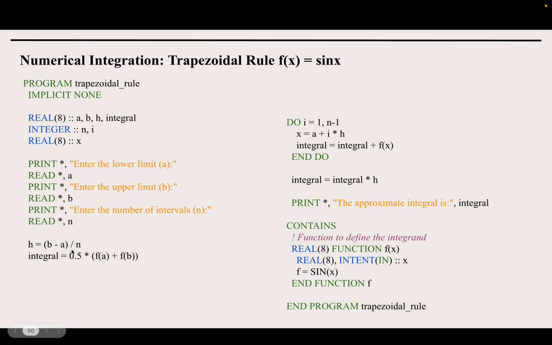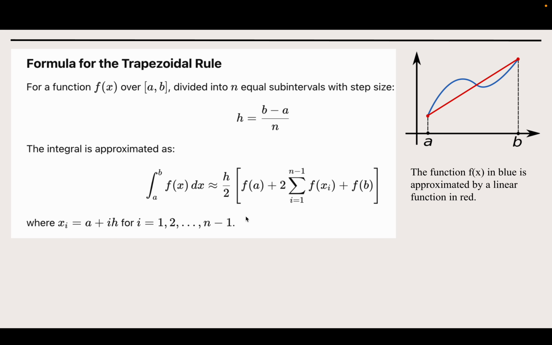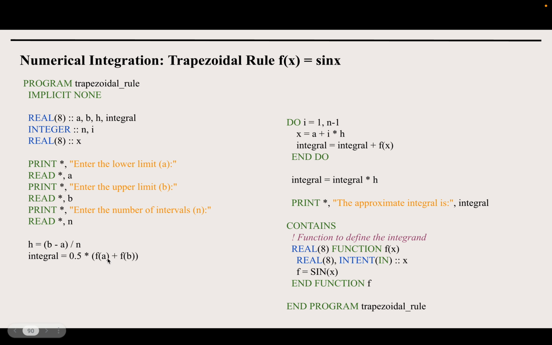Then we have calculated h as per the given formula, that is (b minus a) by n, and the integral is 0.5 into f of a plus f of b. Why 0.5? Because this is 1 by 2 times f of a plus f of b. So this integral we have taken, and we will also take this integral further inside a do loop.